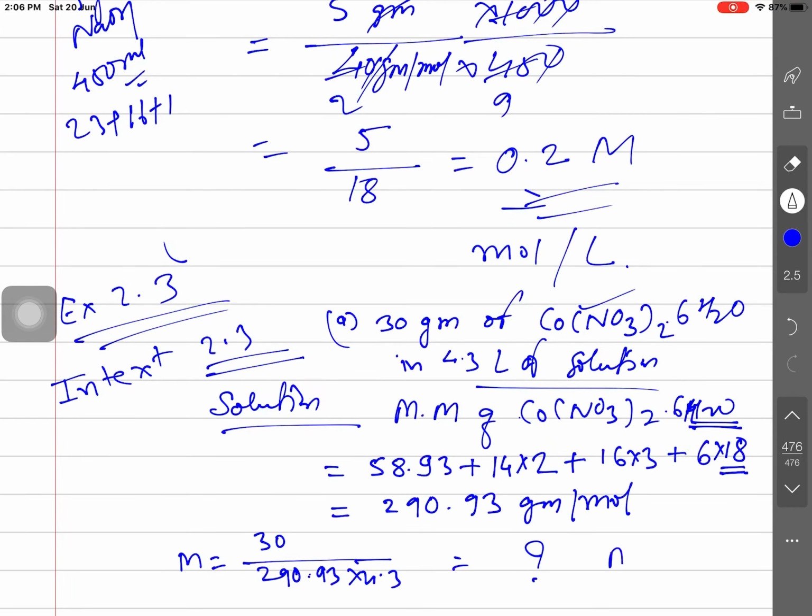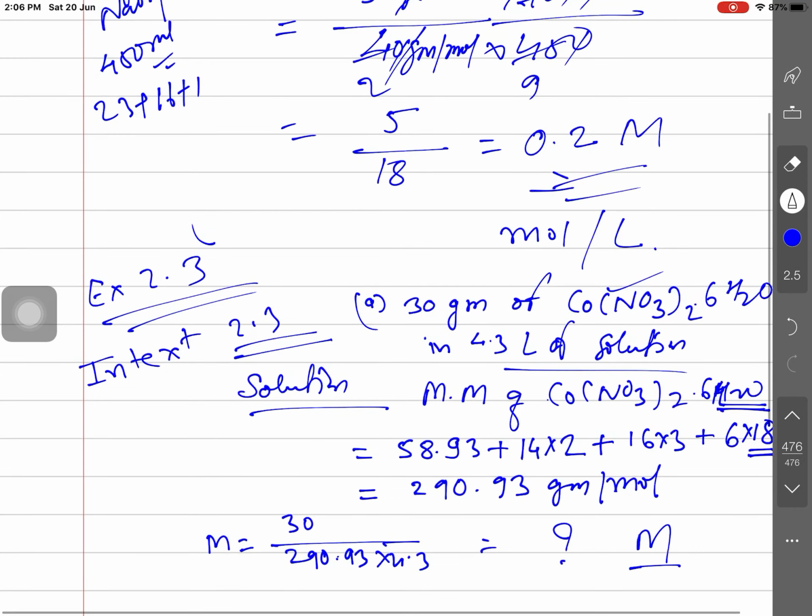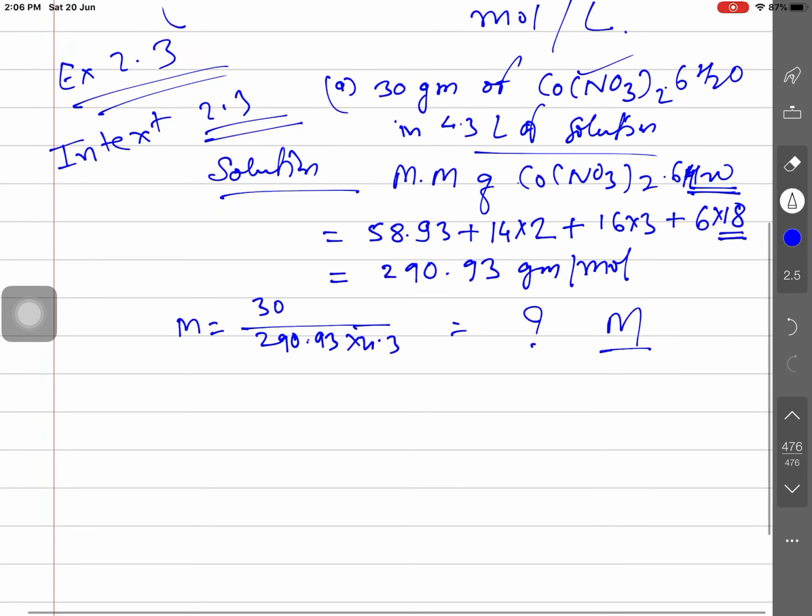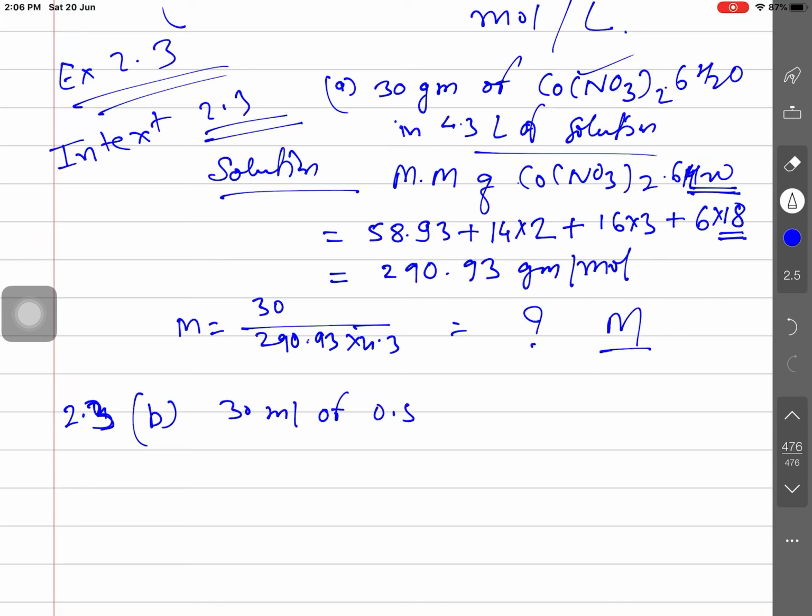So next, question 2.3b. What is B? 2.3b is very easy. 30 ml of 0.5 M H2SO4 diluted to 500 ml. Very easy.